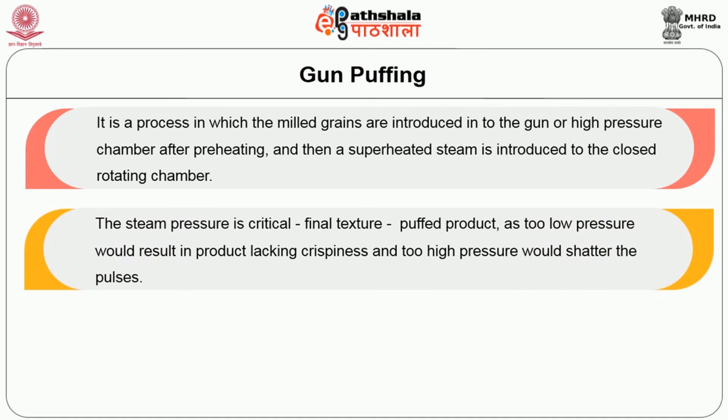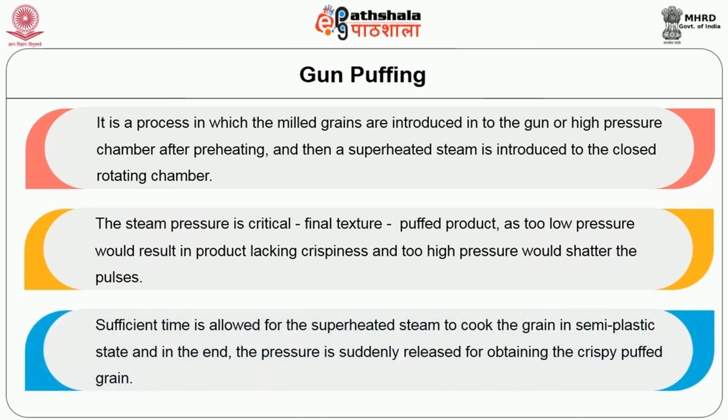In the puffed product, too low pressure would result in a product lacking crispiness, and too high pressure would shatter the pulses. Sufficient time is allowed for superheated steam to cook the grain in a semi-plastic state, and in the end, the pressure is suddenly released to obtain the crispy puffed grain.